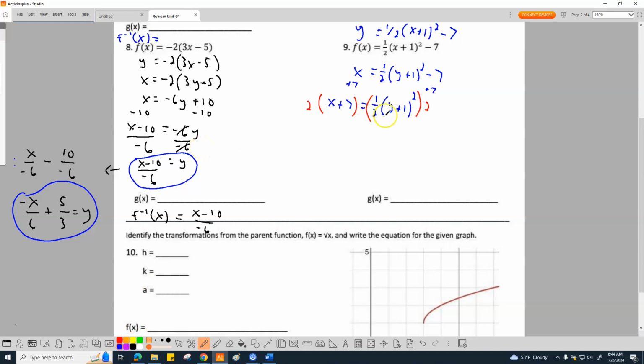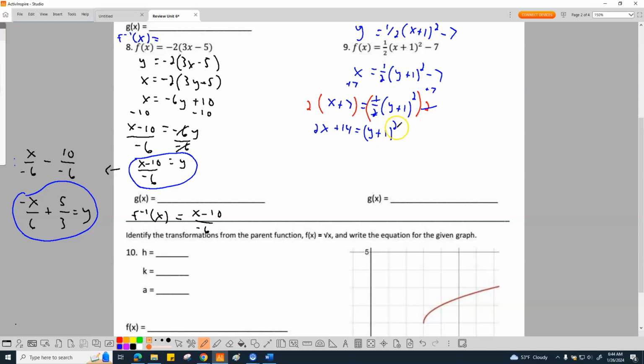The first thing that happens is this 2 distributes, so I get 2x. So 2 times x is 2x plus 14, because 7 times 2 is 14. This 1/2 and this 2 all cancel out with each other. So what I'm left with is y plus 1 squared. I got to keep going.